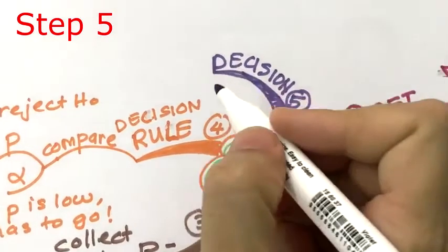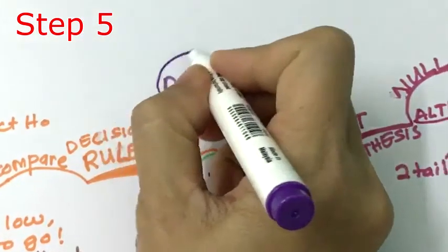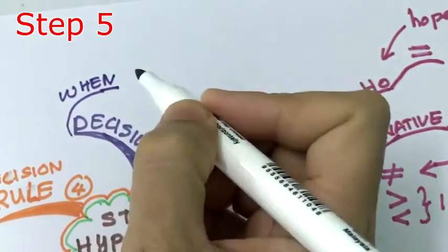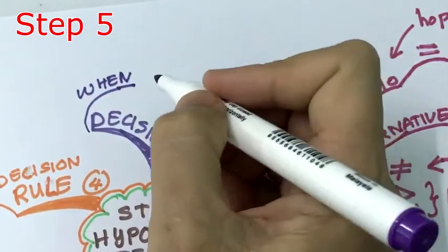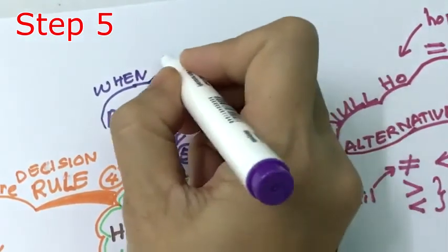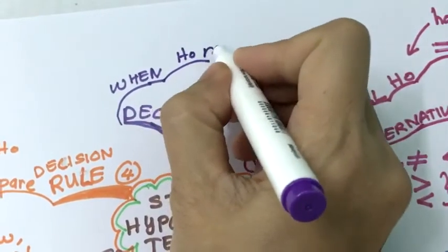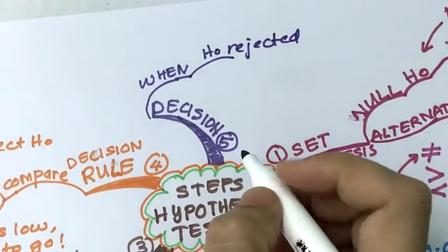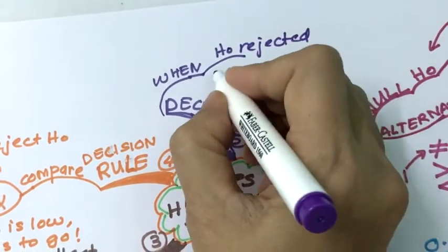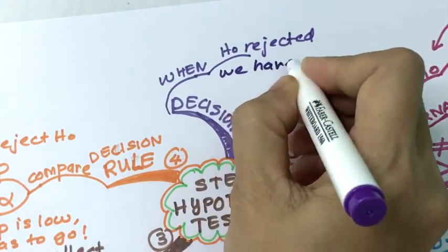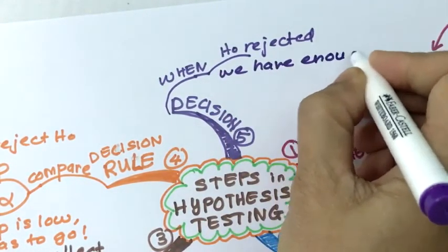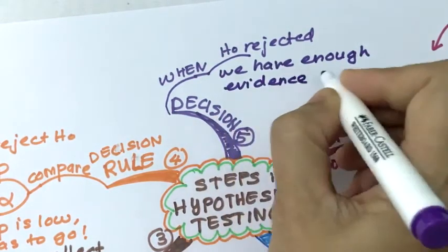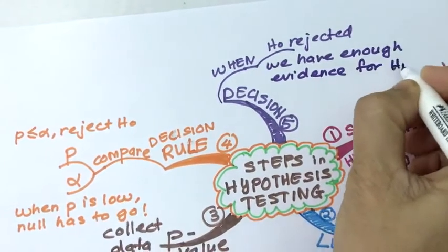Okay, step number 5. This is the final step where you make the decision and conclusion. When the null hypothesis is rejected because the p-value was less than alpha, then we can conclude that we have enough evidence to support the alternative hypothesis. For example, we can say that we have enough evidence that the cupcakes were smaller than usual.